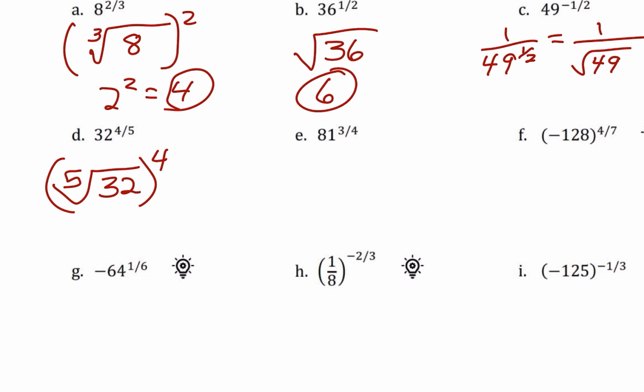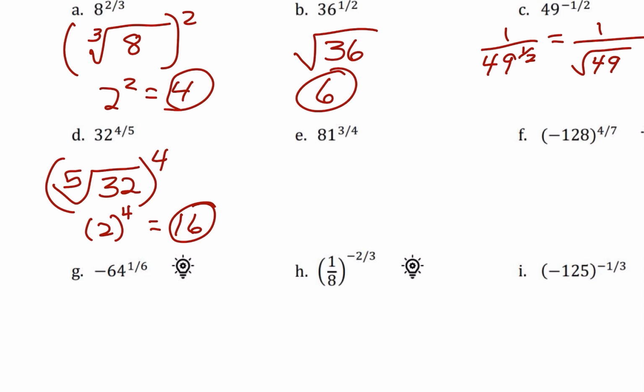2 to the 5th is 32, and if you do 2 times 2 times 2 times 2 times 2, you get 32. So what we end up with here is 2. I don't really need the parentheses, but just so you see, the 5th root of 32 became a 2, and 2 to the 4th is 16, and we're done.